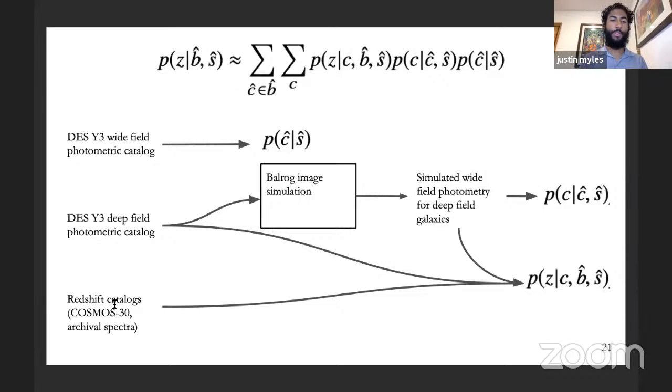There are some galaxies for which we have actual redshifts, either with many-band photo-Zs or archival spectra. And we also need to know deep field colors, so then we can assign them to our deep field categories, and we can figure out the histogram of redshifts for those objects. And that's that last term.